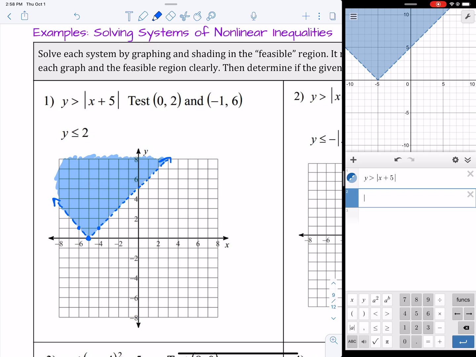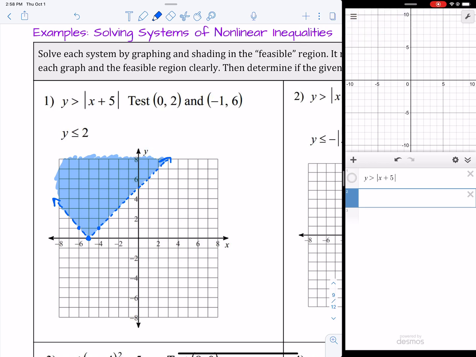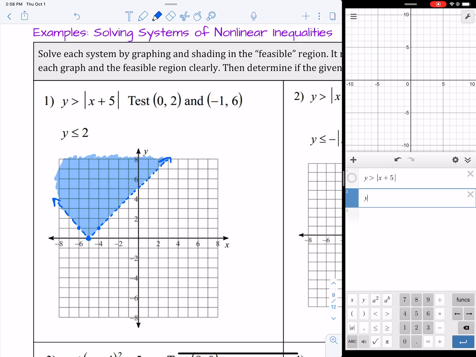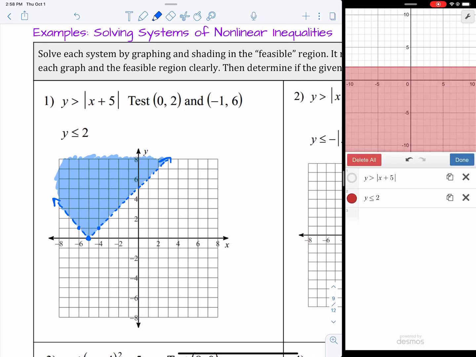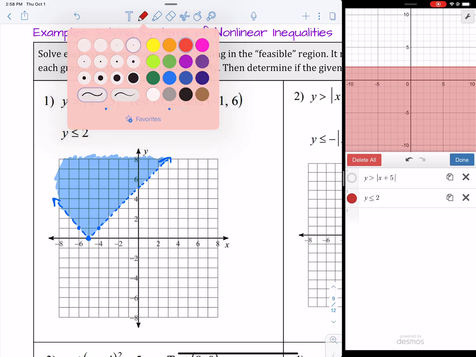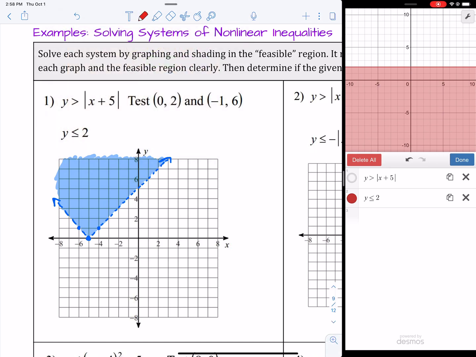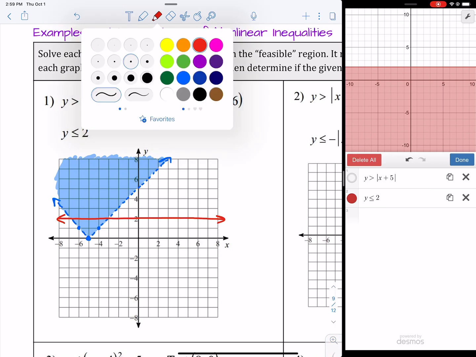Then we're going to type in the next graph. So y is less than or equal to 2. Something you can do with Desmos is click on that first graph you typed in, that little dot on the side, and you can turn it off temporarily. So just looking at the next one, we'll be able to plot that separately, and then we can turn the other one back on and look at them together. I'm going to plot the second one in red. It has a solid horizontal line at y equals 2. So draw a nice solid horizontal line at y equals 2. And then let's shade below that line with red.